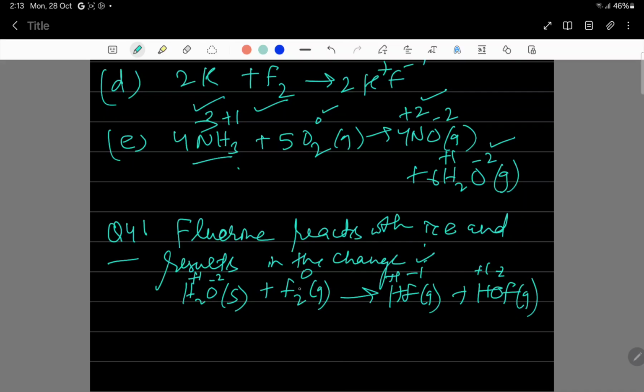and increases from 0 in fluorine to +1. So this is in the +1 oxidation state. So the oxidation number of fluorine decreases from 0 to -1 in HF and increases from 0 to +1 in HOF. Therefore fluorine is both reduced as well as oxidized. Therefore it is a redox reaction. More specifically, it is a disproportionation reaction.